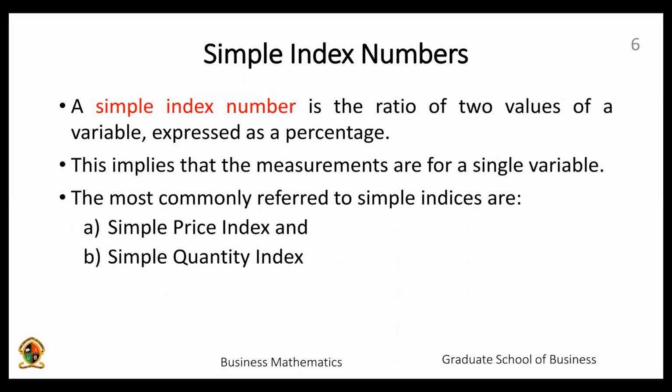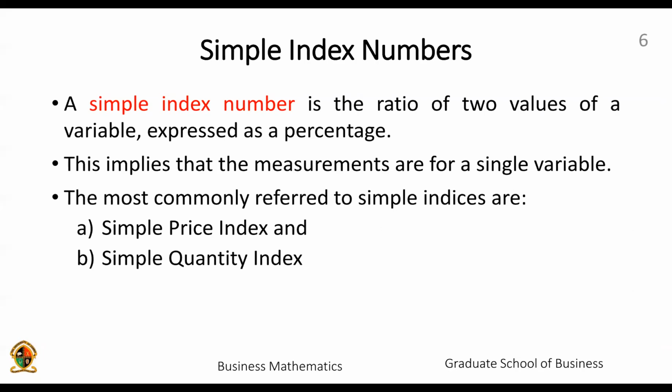Now, the simple index number is a ratio of two values of a variable expressed as a percentage. A ratio means a fraction, so it's a fraction of two values. It could be prices, quantities or values, expressed as percentages. So you have those for prices and those for quantity.